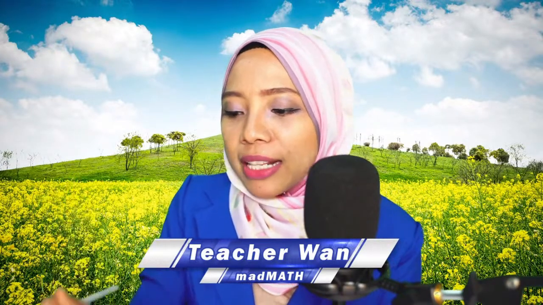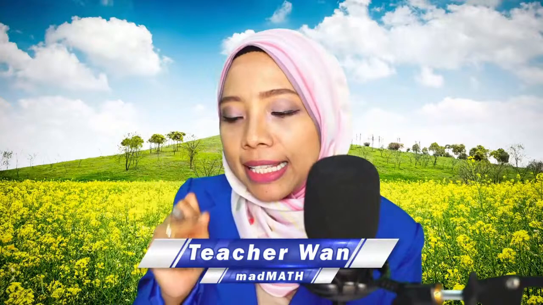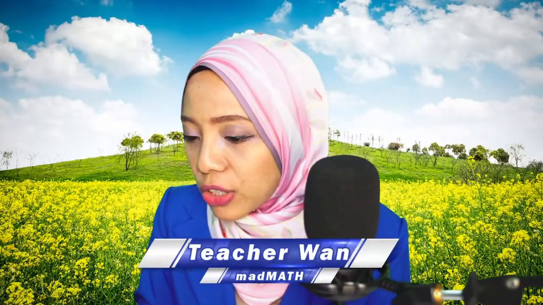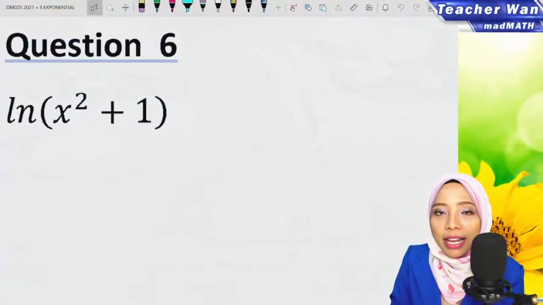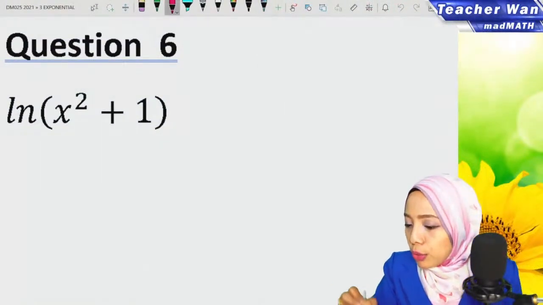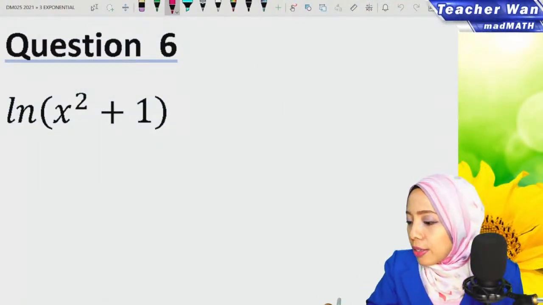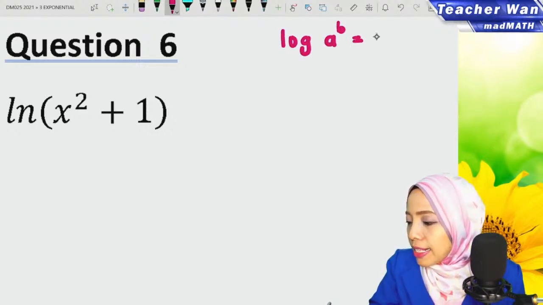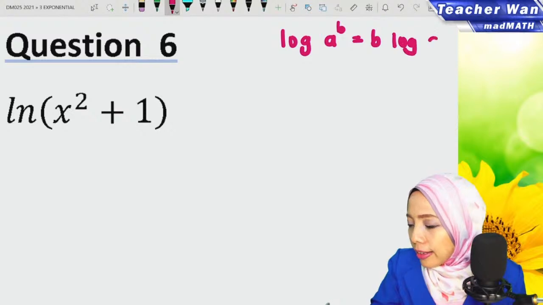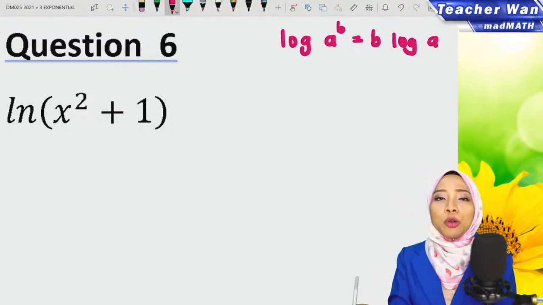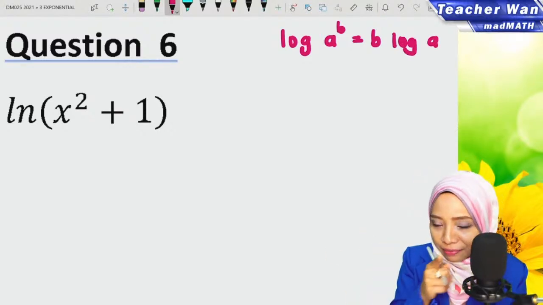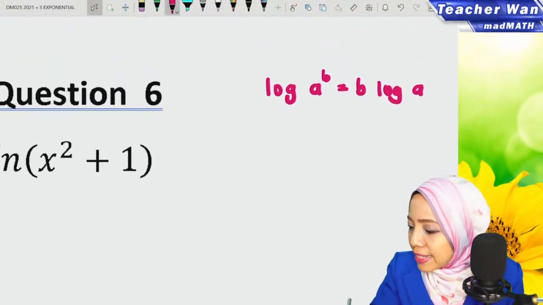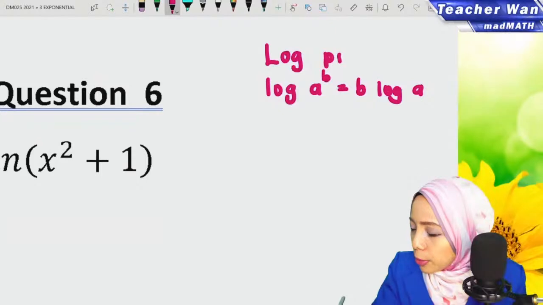Alright, so now let's look at the example that consists of ln function. We are going to find the derivative of a ln function. Before we go further, I am going to recall with you the log properties. Log a to the power of b is equal to b log a. This is equal, guys. It is not different. This is log properties.